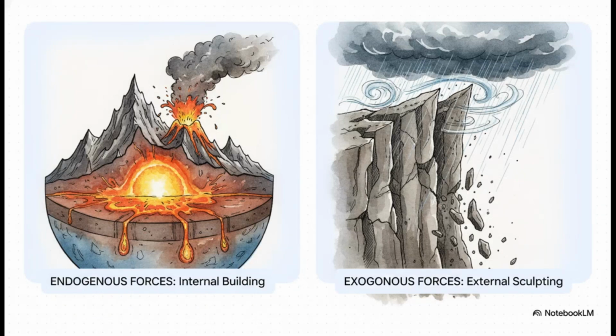Let's break that down, because it's actually pretty simple. Endogenous forces, they are builders. Driven by the intense, crazy heat deep inside the Earth's mantle, these internal forces push up the crust through folding, faulting, and volcanic activity. They construct things. On the flip side, exogenous forces are the external sculptors. Powered by the sun and gravity, agents like wind, rain, and ice act as destructive or denudational forces. Just imagine a human sculptor chipping away at a block of marble. That's exactly what these forces do. They weather and erode the land masses that the endogenous forces just built up.